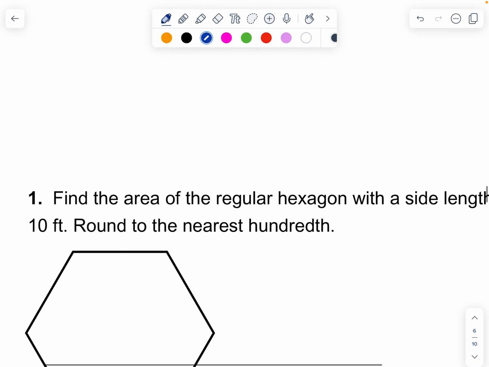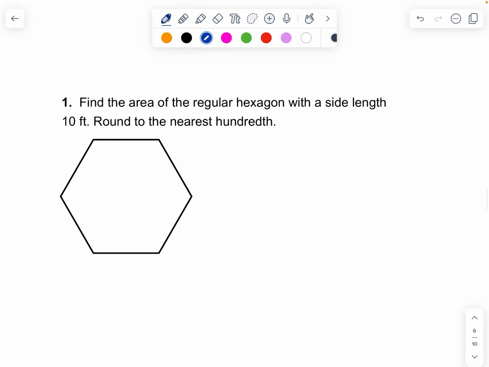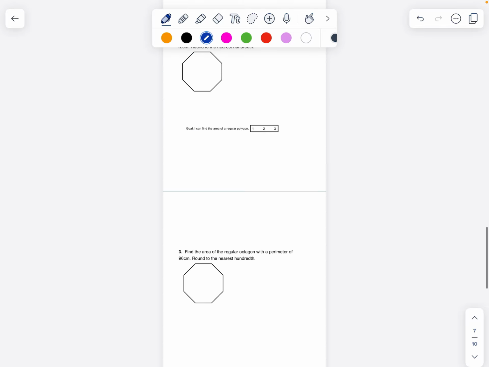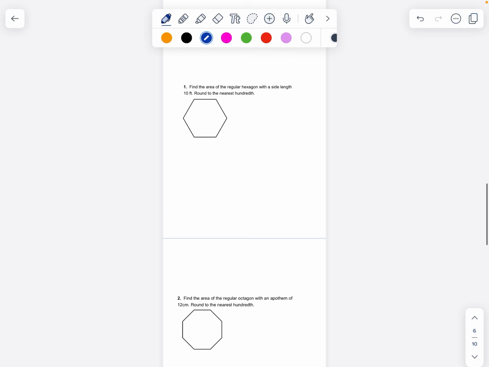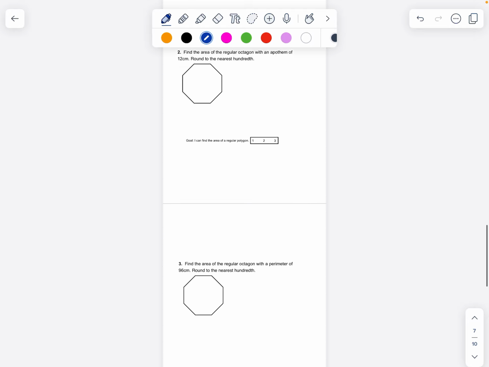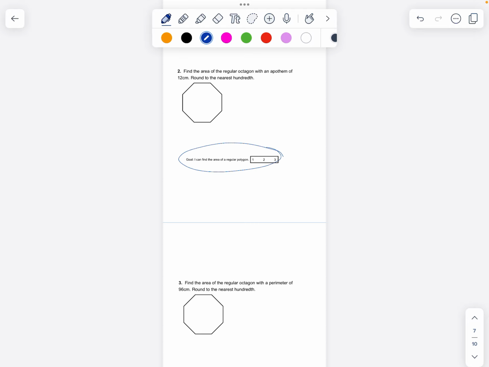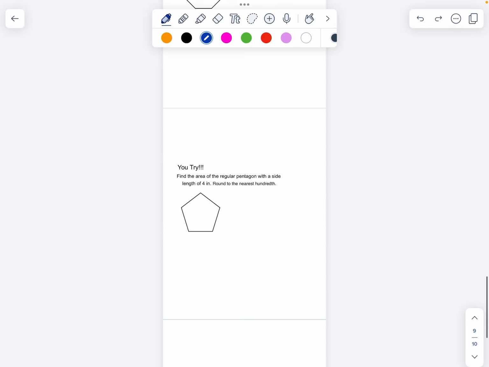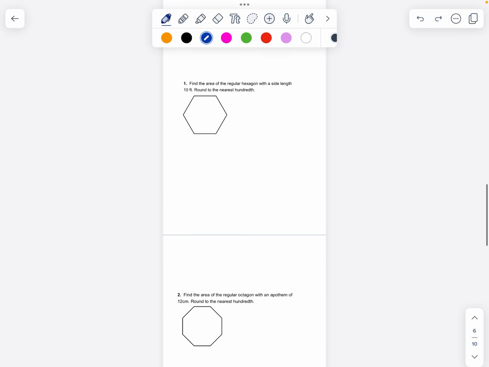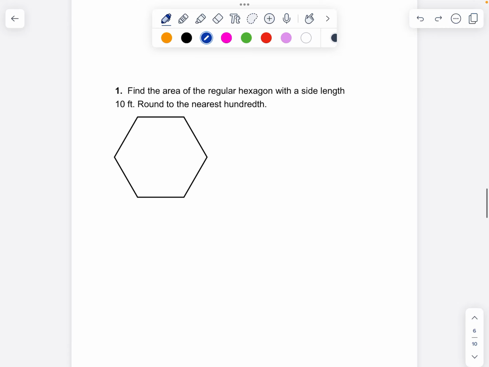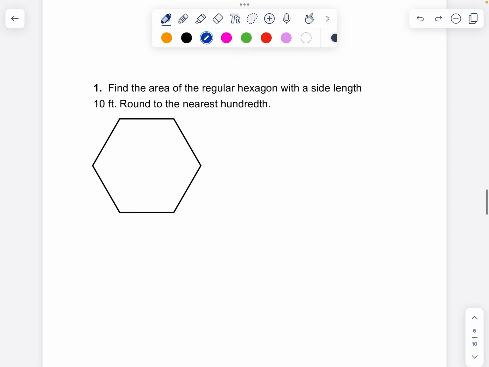Okay. All right, so let's get started with some examples. So there's 4 examples here, ending with a U try, and it's just a different figure each time. Oh, look, and it has the rating right in the middle of it on accident. That's okay. It's at the end too. Good. Okay, so maybe it's a middle of the ropes rating. That's what we'll do. All right, so find the area of the regular hexagon.